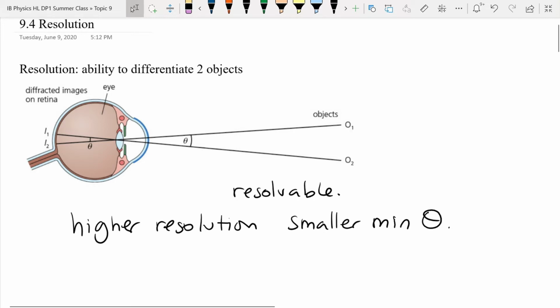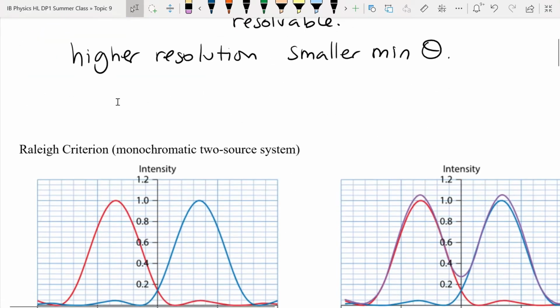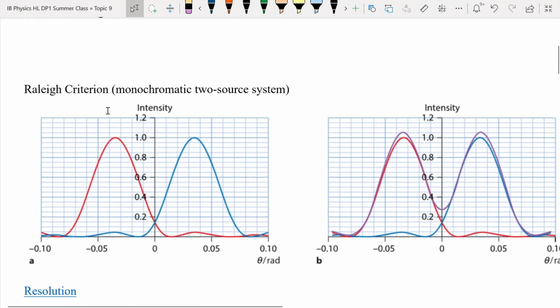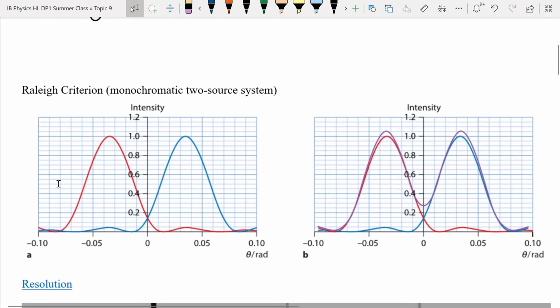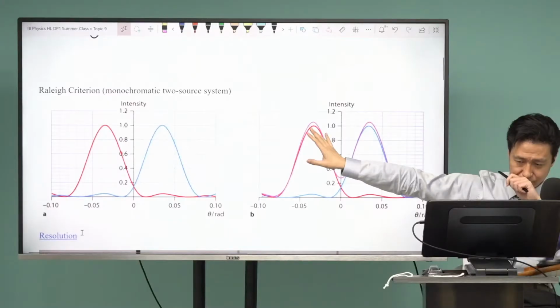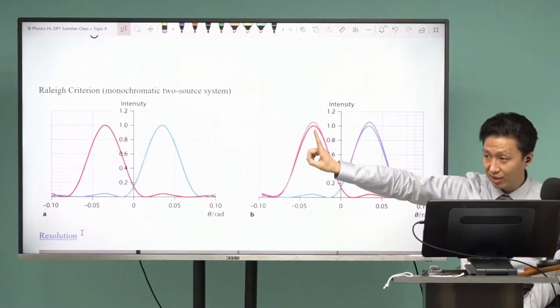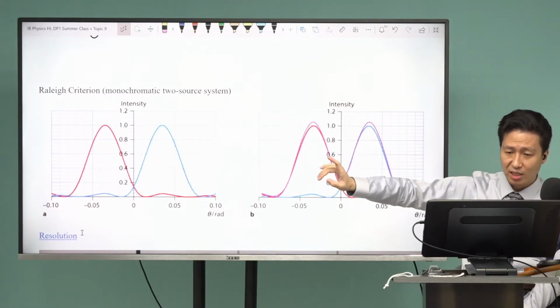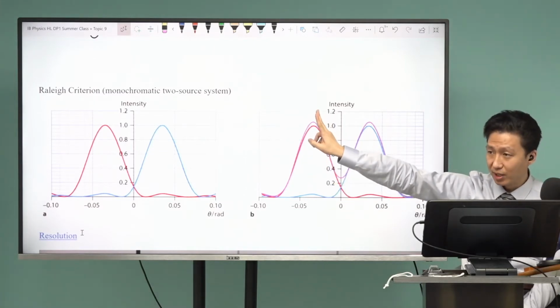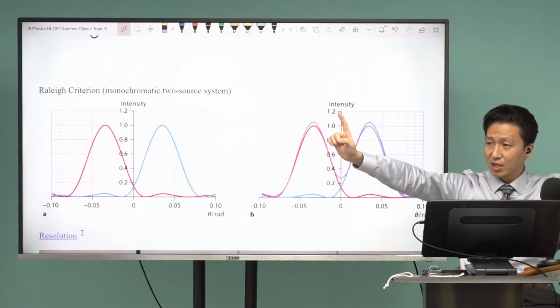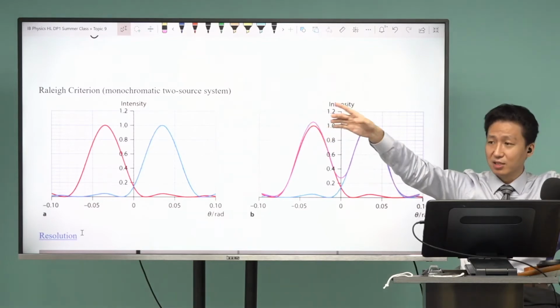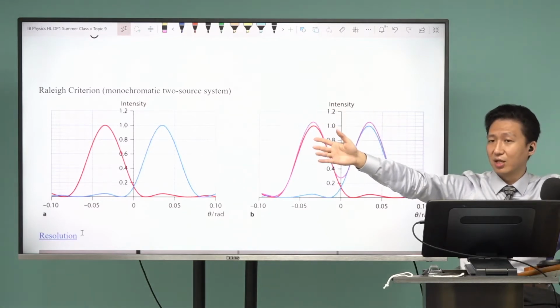So how is this related to waves though? The thing about this is there's a criterion, right? And we will make this a simple system. Let's make this monochromatic with one wavelength. And there's two sources, right? So there's two lights. Normally, if they're really far apart, you can see there's two different lights, and you can differentiate them.